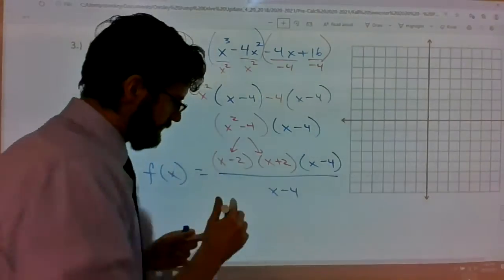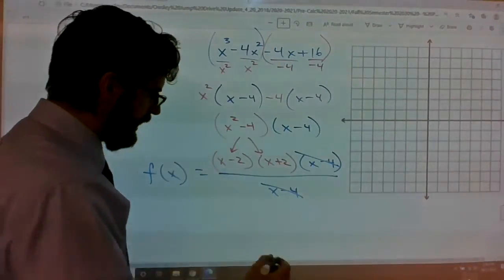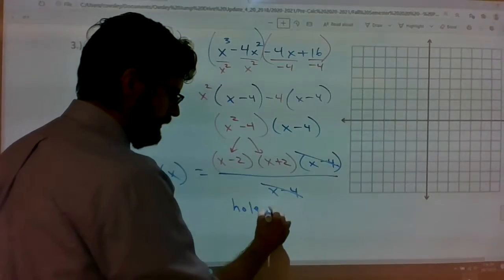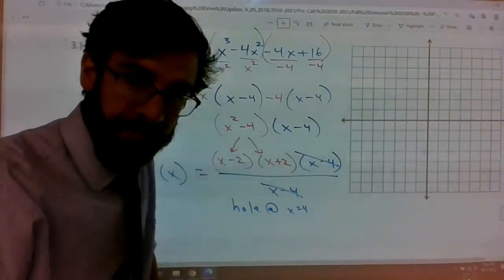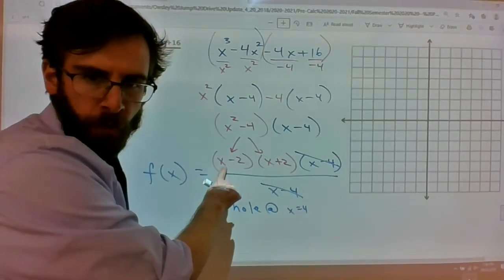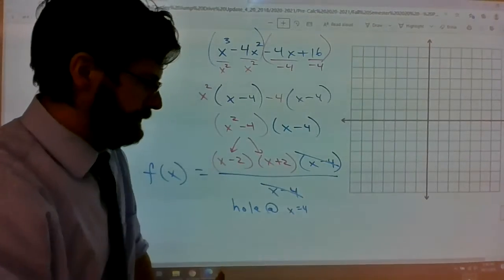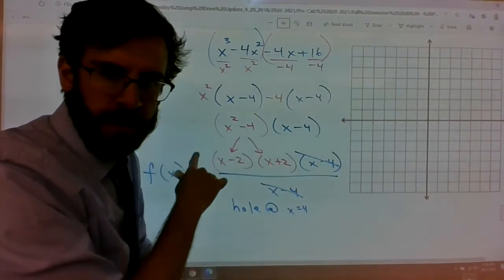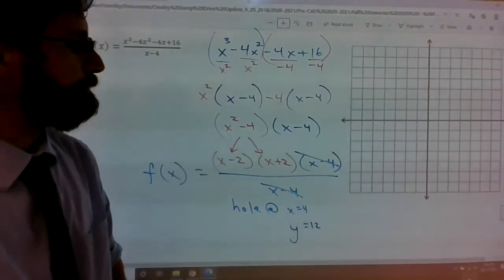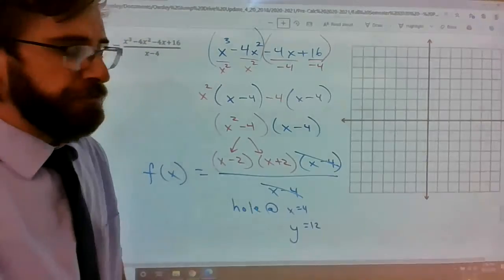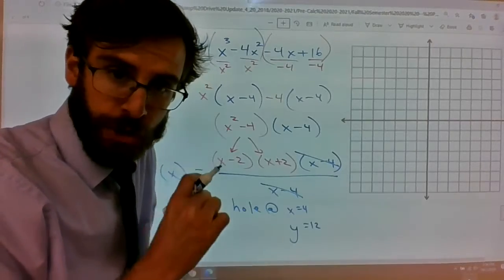Lo and behold, if x minus 4 cancels or divides out, then there is a hole at x equals 4. How do we determine what the y value is for that hole? 4 minus 2, which is 2, times 4 plus 2, 6. 2 times 6 should be at 12. So unfortunately, I gave you a graph that only goes up to 7. Let's make every block 2.